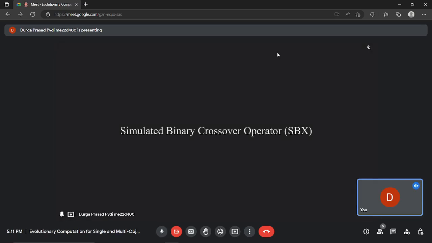Then we discussed the simulated binary crossover operator. This operator inherits some of the properties we discussed before, that includes the spread property as well as the mean property, that the average value of the decoded value should be the same as before.